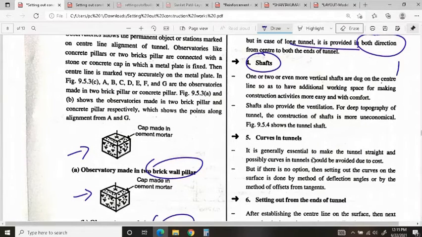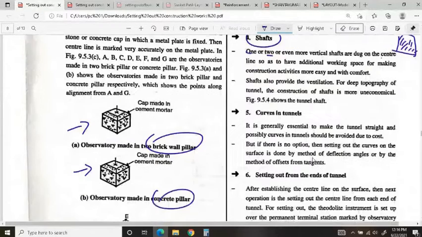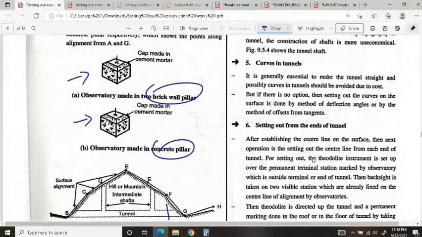A shaft is nothing but a drilled area or open area which is meant for the movement of vehicles. One or even two or more vertical shafts are dug on the center line so as to have additional working space, making the construction activities easier and more comfortable. Curves in tunnels.